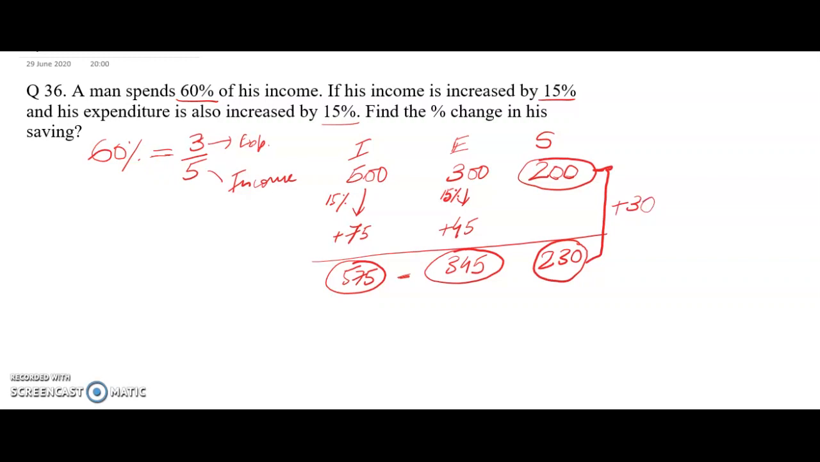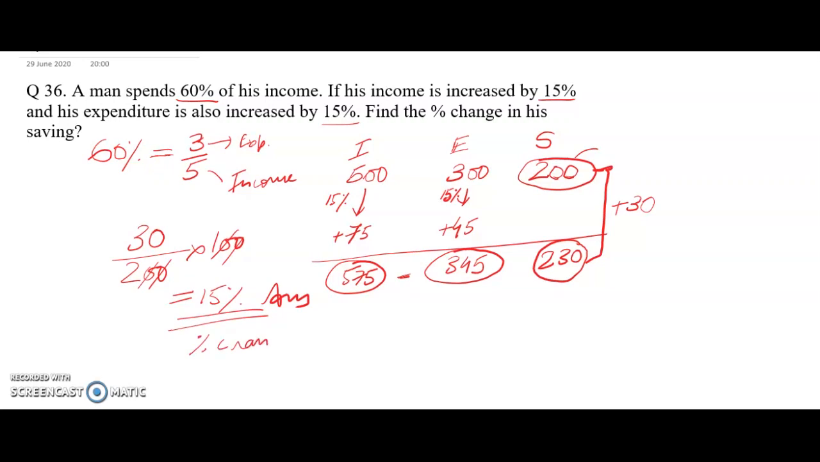So in this question we need to find the percentage change in his saving. So percentage change in saving will be how much? 30 is the saving out of 200. The earlier saving was 200. So the percentage change will be 15%. Percentage change in saving.